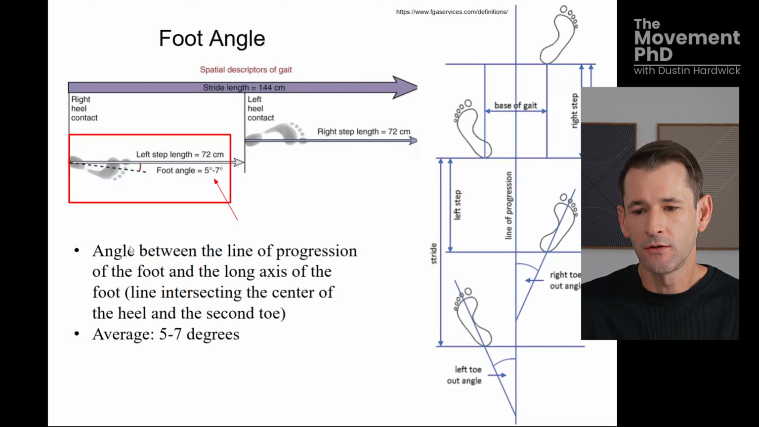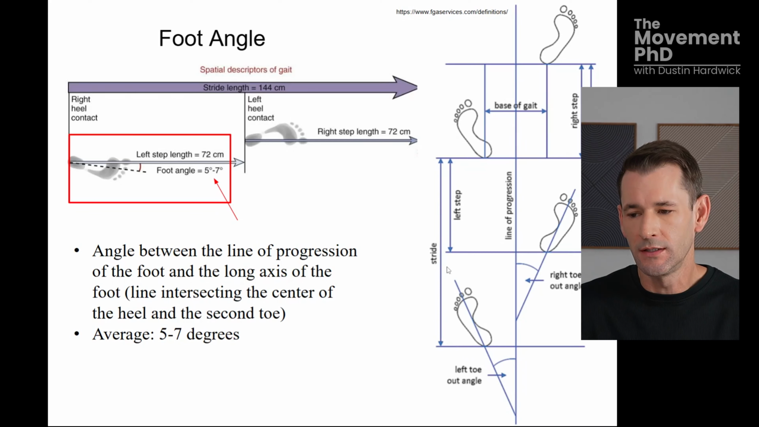Foot angle is the angle in degrees between the midline of your foot and the progression of walking. So if I'm walking forward, this graph to the right shows this, my line of progression is straight forward. The angle that my foot makes, the midline of my foot to that line of progression, is the foot angle, or another way to say that is toe out angle.